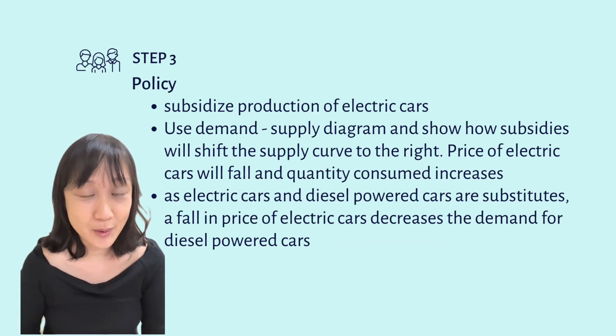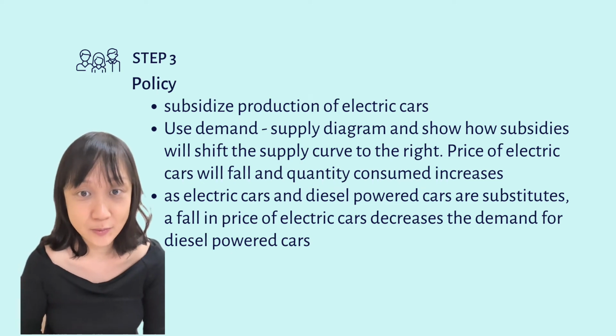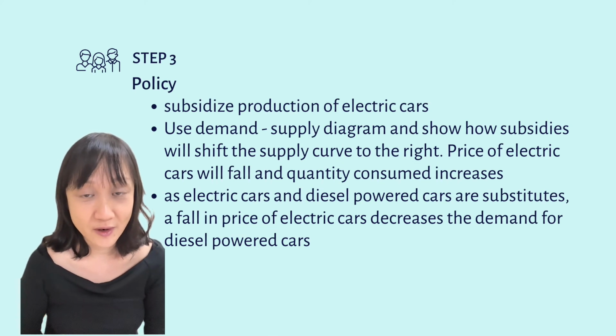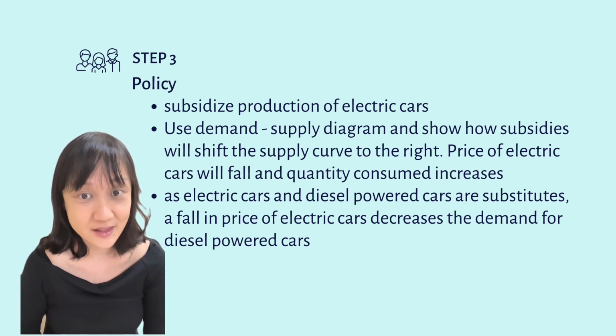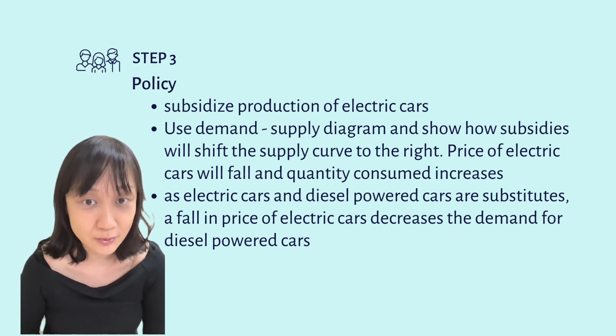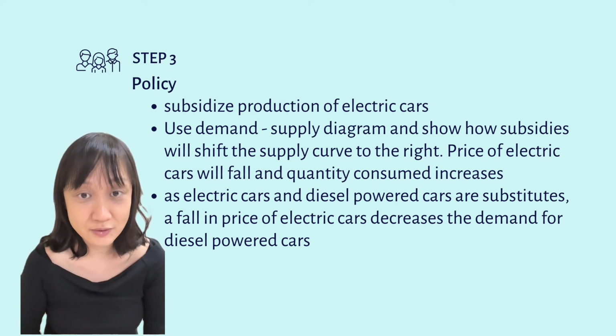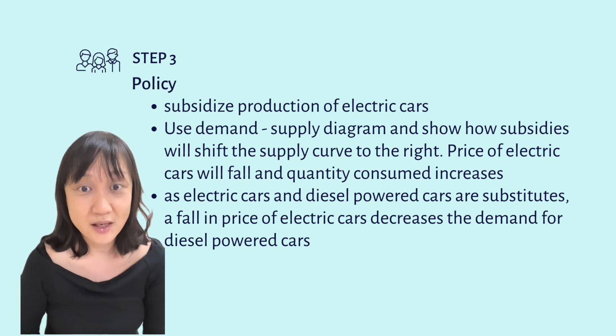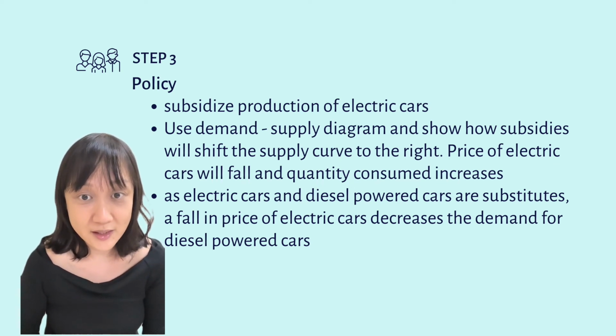In step 3, we have to come up with a suitable policy, and one suitable policy would be to subsidize the production of electric cars. As you may know, when you provide a subsidy, the cost of production reduces, hence the supply curve of the electric cars actually increases. So you may like to draw a demand and supply diagram to illustrate how this works. When the supply shifts to the right, the price of electric cars would fall and the quantity of electric cars will also increase. And since electric cars and diesel-powered cars are actually substitutes, a fall in the price of the electric cars will actually decrease the demand for diesel-powered cars. Hence, this will reduce the consumption of diesel-powered cars and also reduce air pollution.